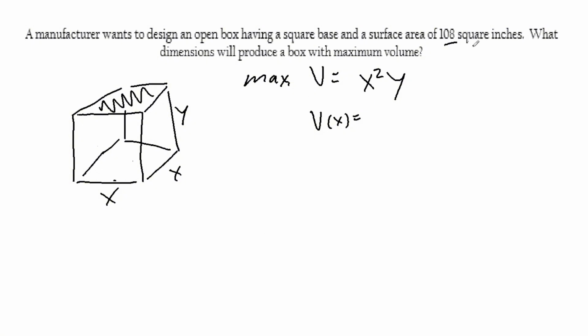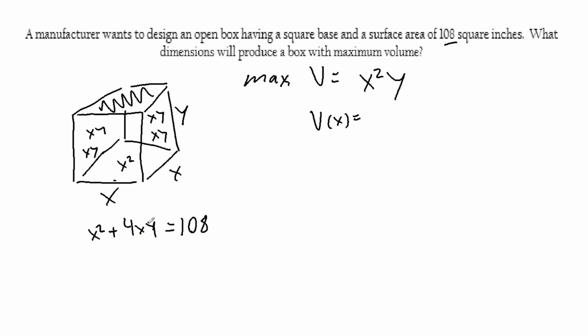So we can use our given surface area of 108 square inches to find what y equals in relation to x. So it's going to equal 108 square inches. And this is going to be x squared, right? x times x. And then we're going to add xy. And then this other face is also xy. This face back here is xy. And this face in the front is also xy. So the surface area is x squared plus 4xy.